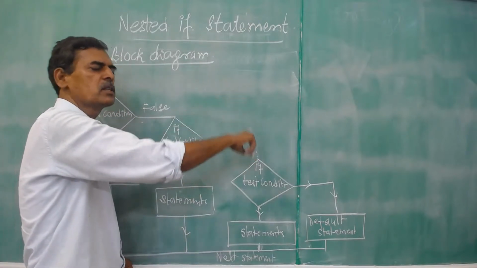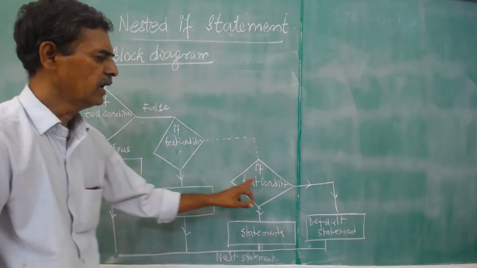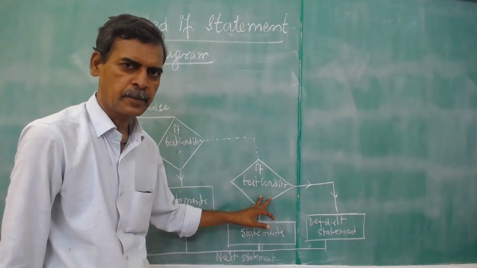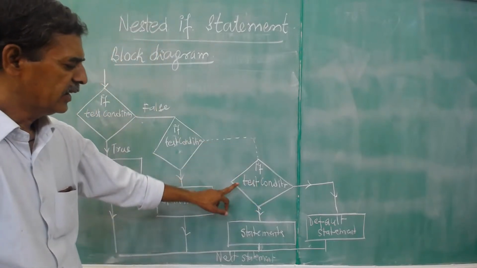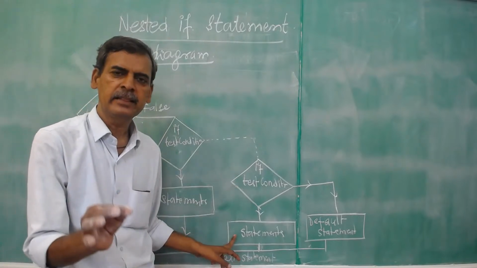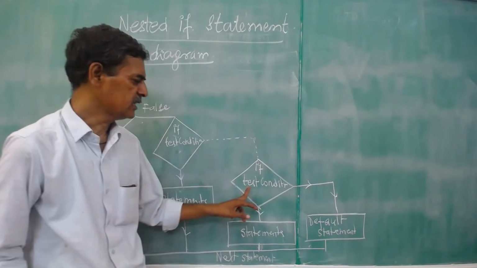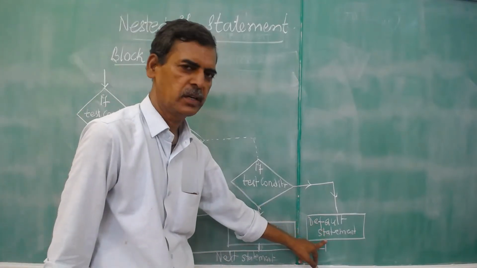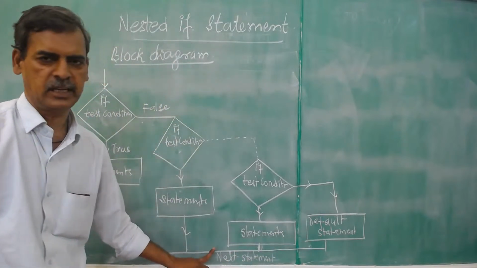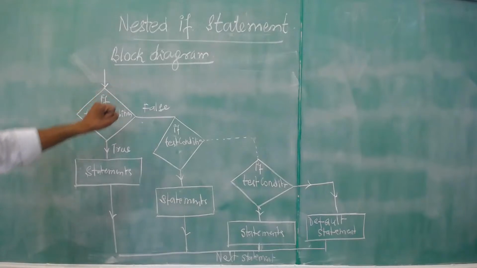Then if it is false, it goes to next test condition. So this process is continued until the nth test condition. If nth test condition is true, then statements in the nth block are executed. If the test condition in the nth block is false, then default statement is executed. Then it goes to next statement. Clear? So this is if else if statement.